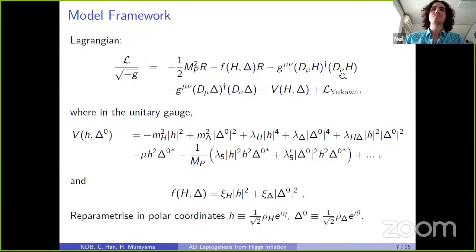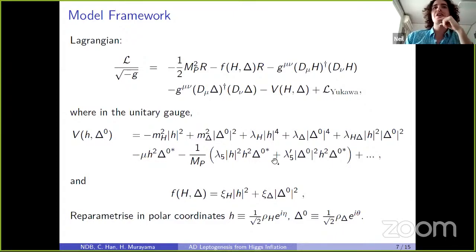So we have the usual kinetic terms, the Einstein-Hilbert term, and we have our addition of a non-minimal coupling, which has the following form. I've written it here in terms of just the neutral components. Here we have our lepton conserving terms, just the usual couplings, quartic couplings and so on. And then we have our lepton violating terms.